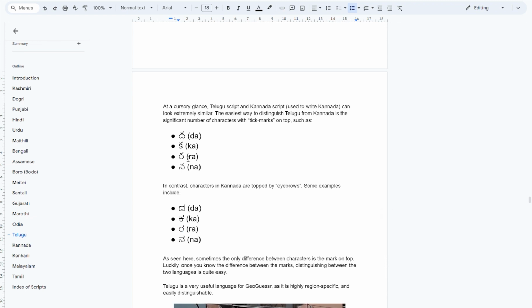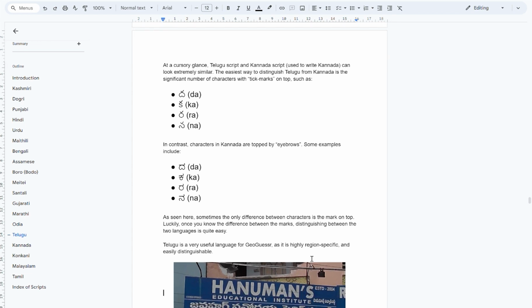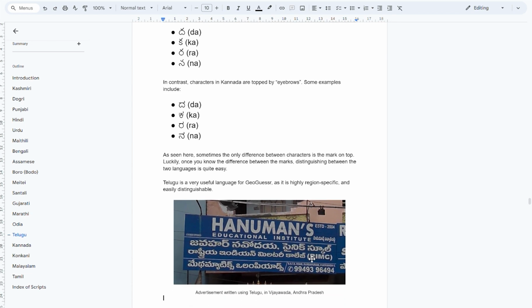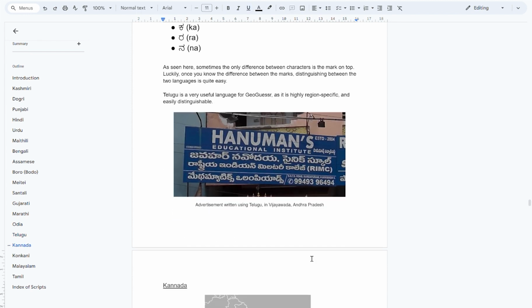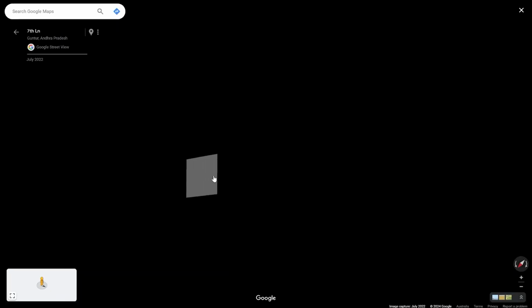So these characters are the same, they make the same sound, and they look very similar. The difference is, like, this one and this one are identical, apart from the fact that this one has the tick mark on the top, and this one has the eyebrow. So the tick mark is Telugu, and the eyebrow is Kannada. Once you know the marks, distinguishing between the two languages is quite easy. Again, Telugu, very useful for GeoGuessr, highly region-specific and easily distinguishable. There's a sign here in Andhra Pradesh, and you can see again all those tick marks.